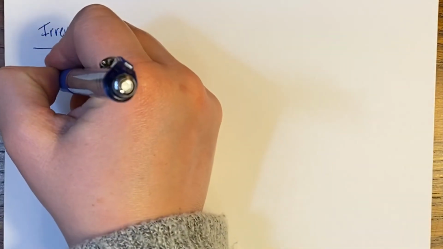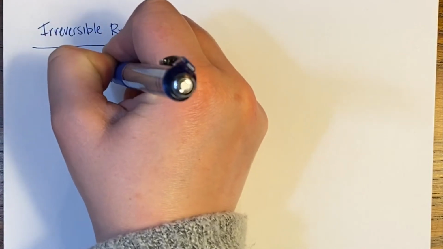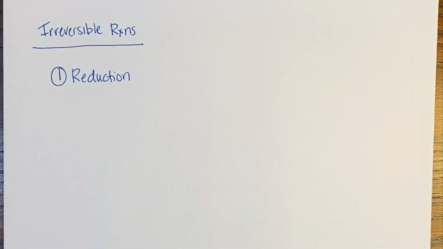Next, we're going to move on to the irreversible reactions of ketones and aldehydes. And the first reaction we're going to talk about here is a reduction. In the reduction of ketones and aldehydes, we can use both our strong and weak reducing agents that we previously talked about in our discussion of carboxylic acids and carboxylic acid derivatives.